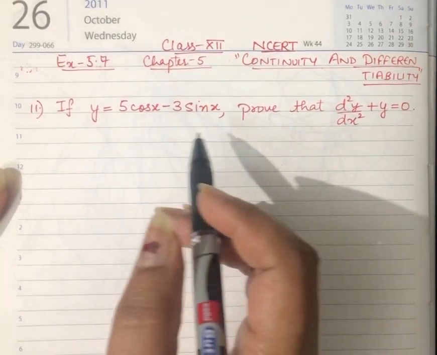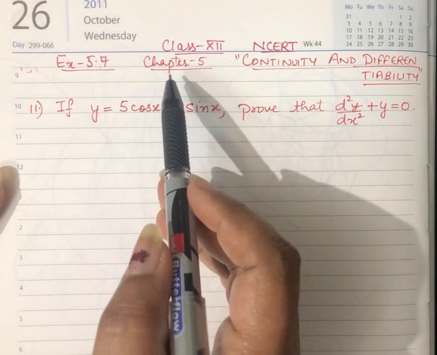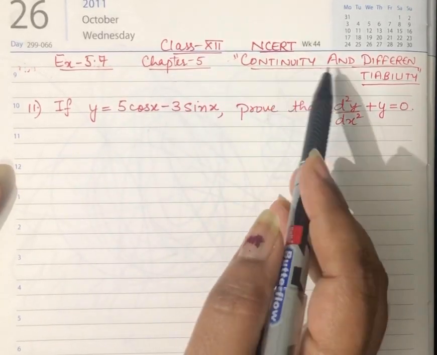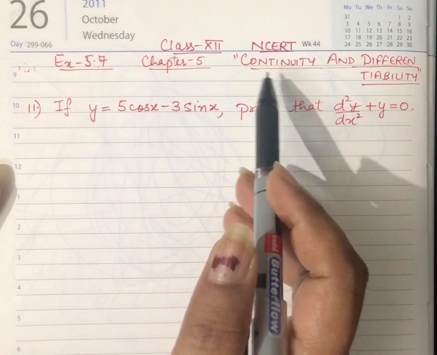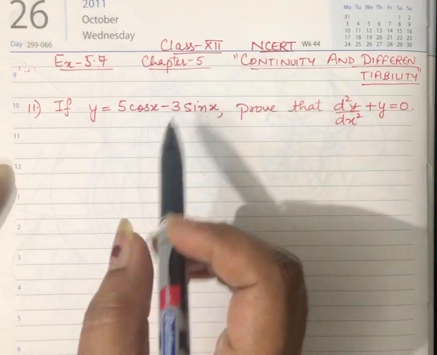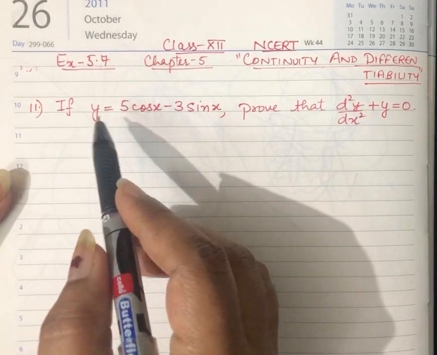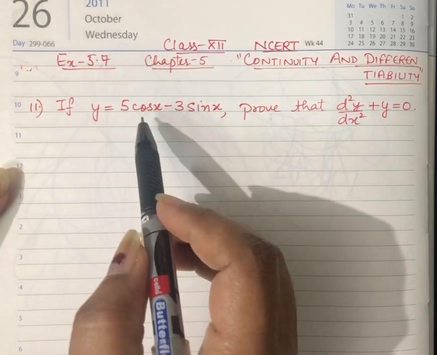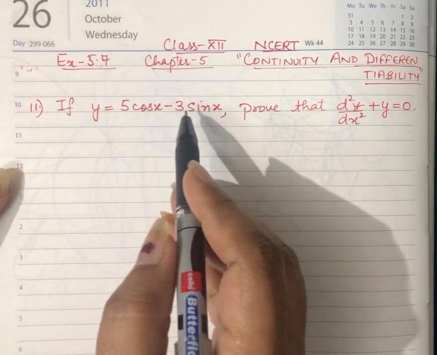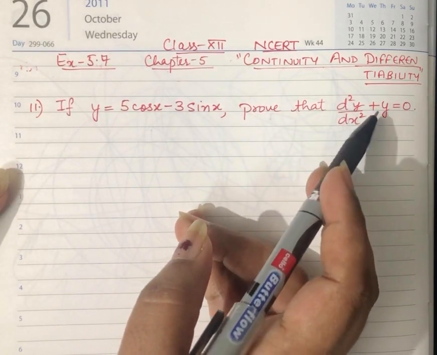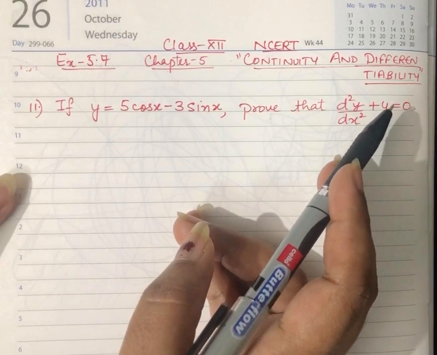Welcome students. In this video we will solve the sums of exercise 5.7 of chapter 5, Continuity and Differentiability, of class 12th NCERT. So we will solve from question number 11. If y is equal to 5 cos x minus 3 sin x, prove that d square y by dx square plus y is equal to 0.